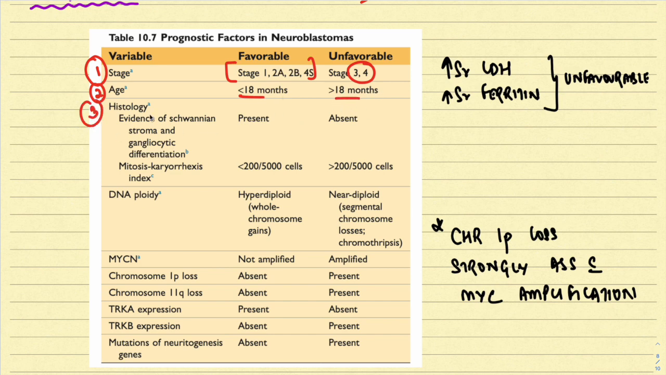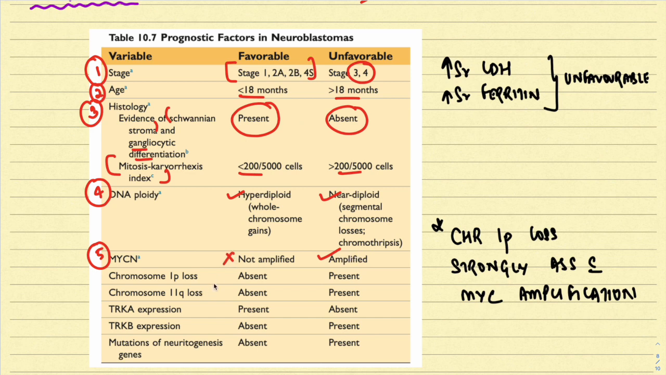If you look at the histology, the evidence of Schwannian stroma and gangliocytic differentiation is a good prognosis, whereas the absence is a bad prognosis. The MKI, that is the mitosis karyorrhexis index, less than 200 per 5000 cells is a good prognosis, more than 200 per 5000 cells is a bad prognosis. For DNA ploidy, hyperdiploid is a good prognosis, whereas near diploid is a bad prognosis. MYCN amplification, if it is there, is a bad prognosis. If it is not there, it is a good prognosis.